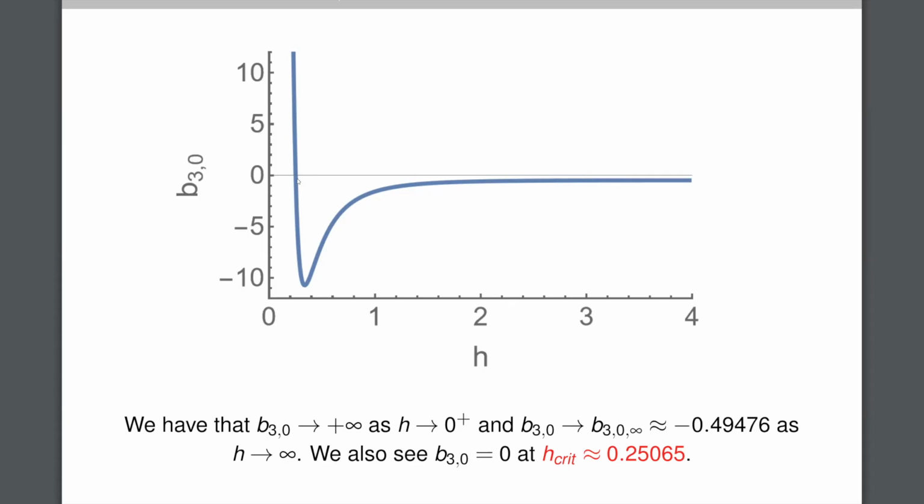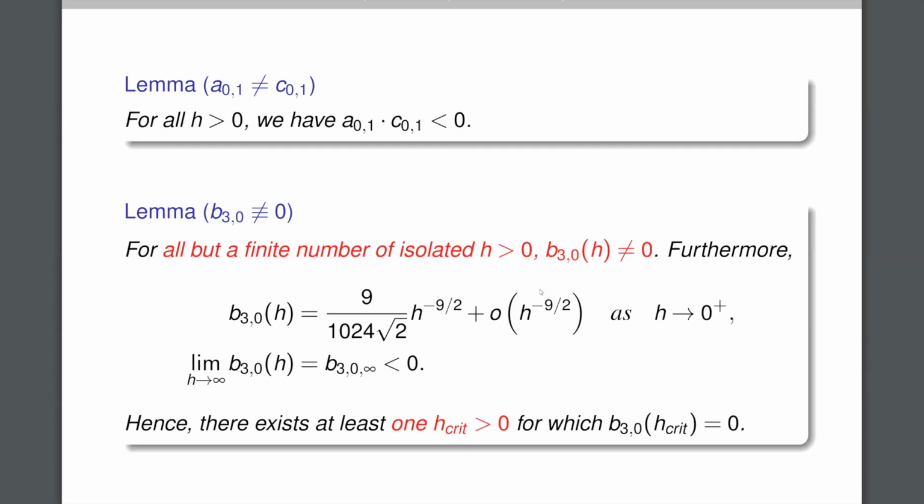Now, all of this is sort of a proof by picture. If you want to make this rigorous, one of the things that you can explicitly show is what the limiting behavior of this B30 coefficient is as a function of h. Specifically, you can show that B30 looks like h to the minus 9/2 power as h goes to 0 plus. So that's guaranteeing that for sufficiently small h, B30 is not going to be 0. And another thing that you can show is that in the limit as h goes to infinity, B30 goes to a real number, which we're going to call B30 infinity, and that real number is negative. So for sufficiently large h, we know that B30 is not 0.